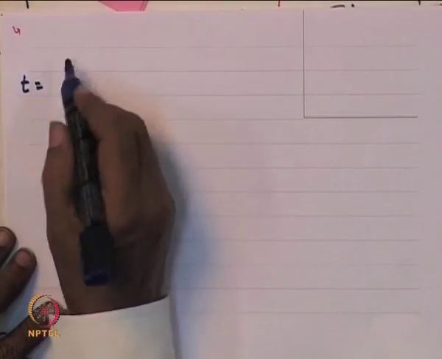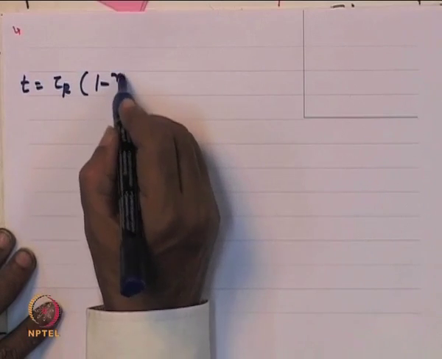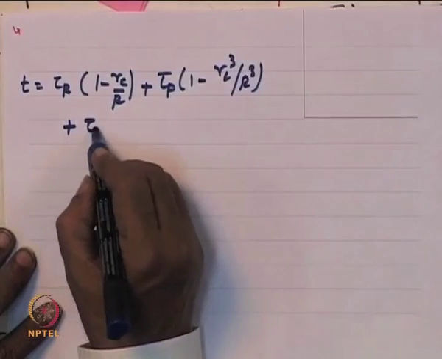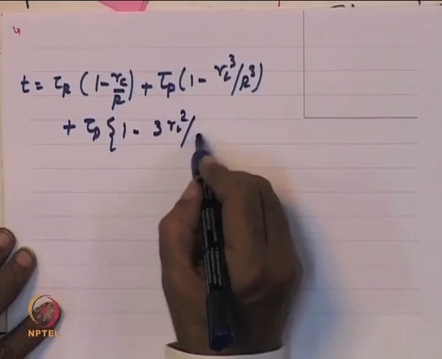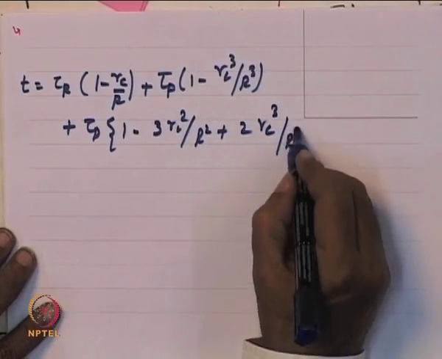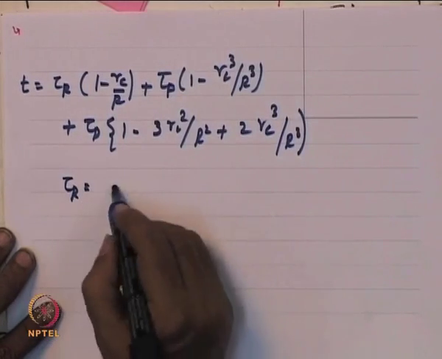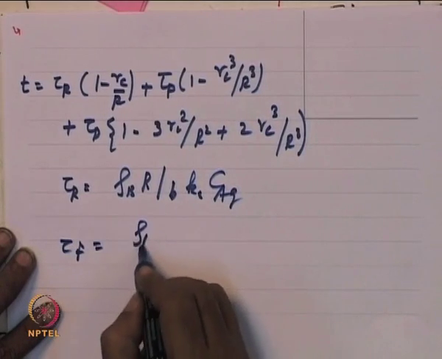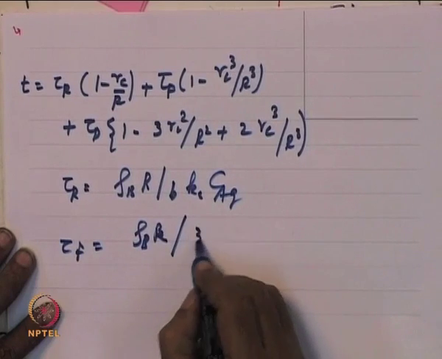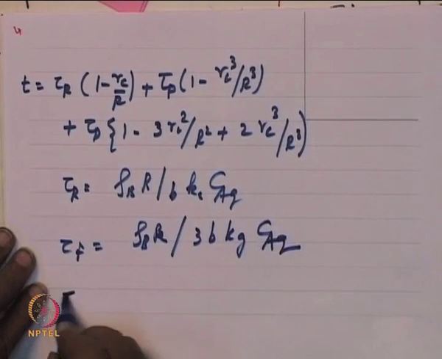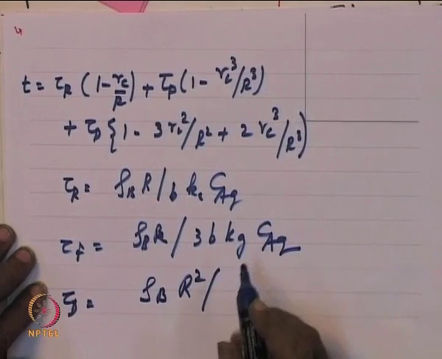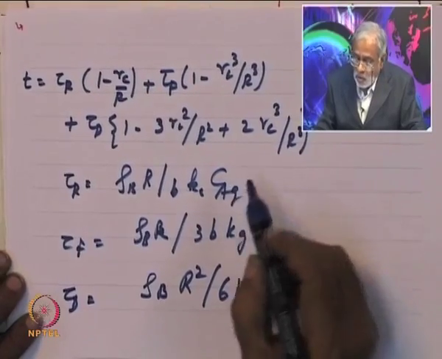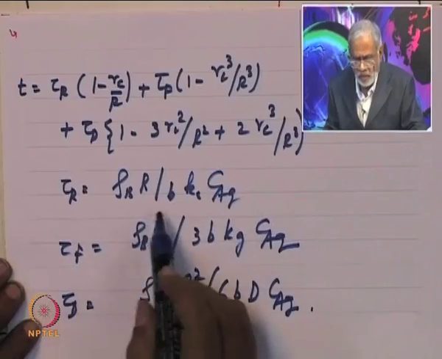So, t equals tau r times 1 minus Rc by R, plus tau f times 1 minus Rc cube by R cube, plus tau d times 1 minus 3 Rc squared by R squared plus 2 Rc cube by R cube. Now, tau r we know is rho b R divided by b times ks times CAg, tau f is rho b R divided by 3 b kg times CAg, and tau d is equal to rho b R squared divided by 6 b D CAg. Since these are all known quantities, because we know the concentration and the rate constants, we will tell you how to calculate all this in this particular example.